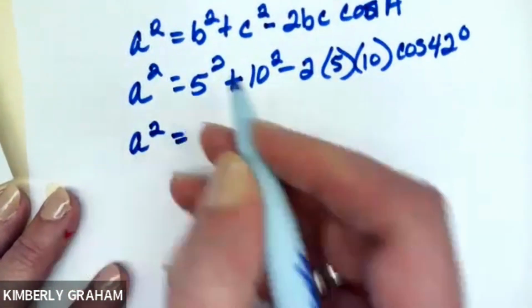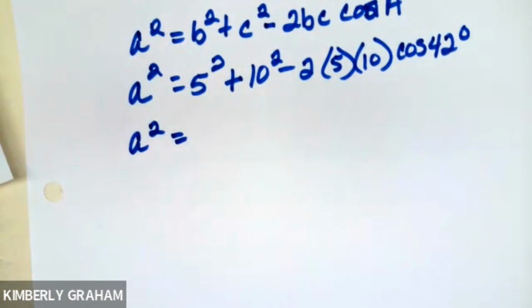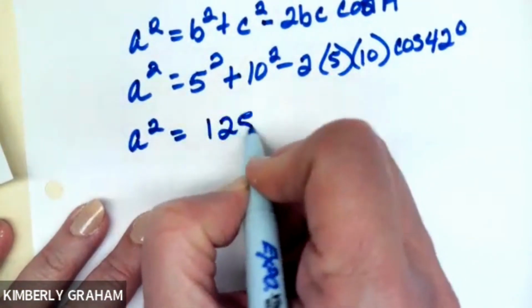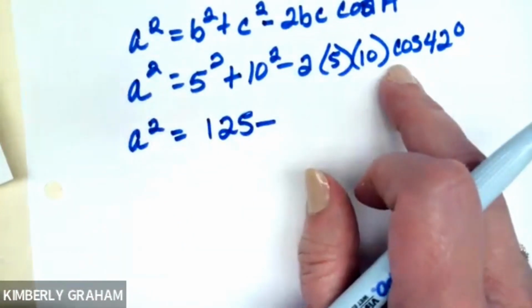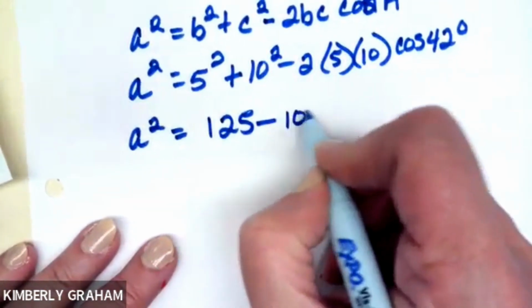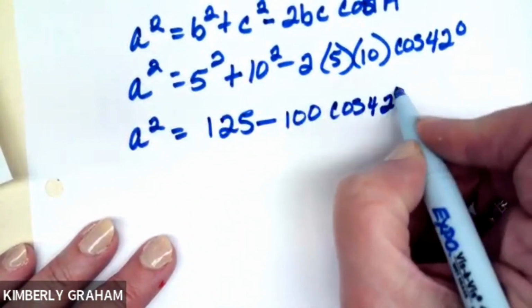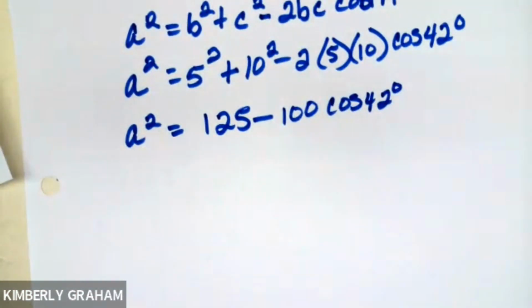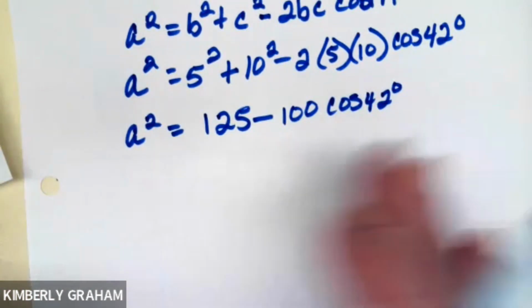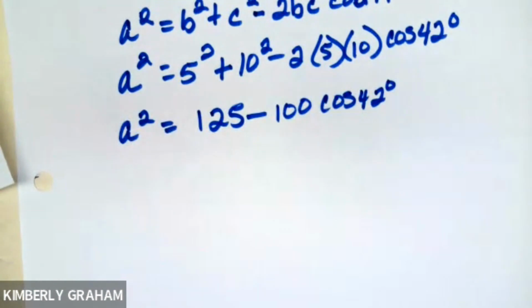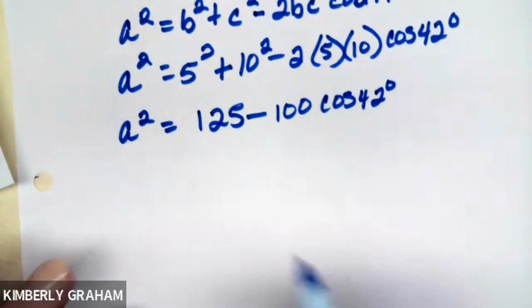Over on the right-hand side, I'm going to do 5 squared and 10 squared. That's 25 and 100. That's 125. 2 times 5 times 10 would be 100. Now, from here, I'm going to take the square root. I'm not going to stick this in my calculator and simplify it and then take the square root. I'm going to take the square root here.